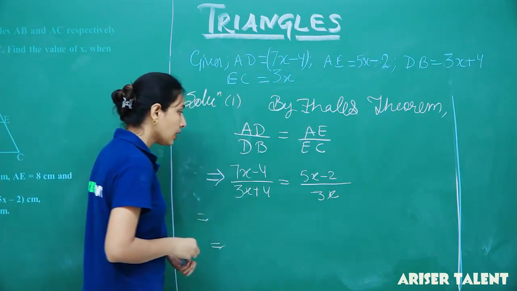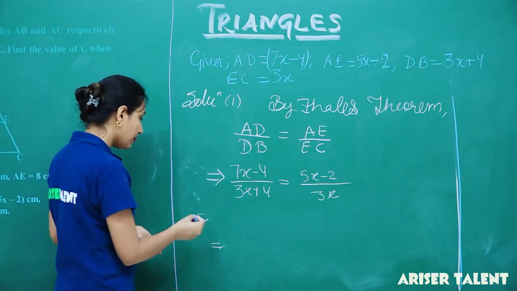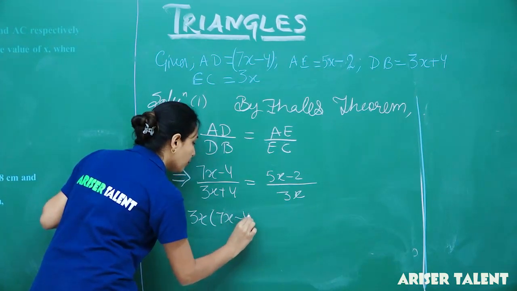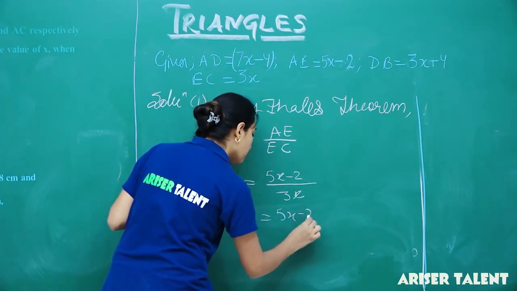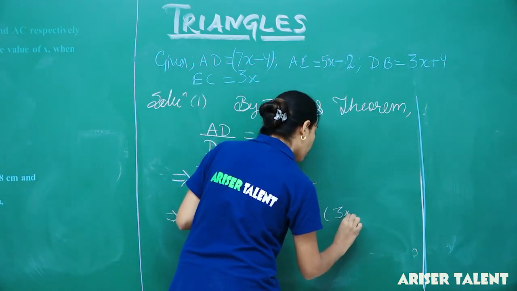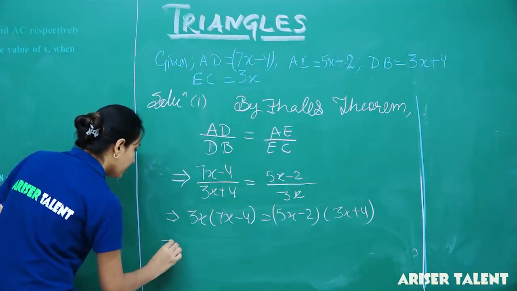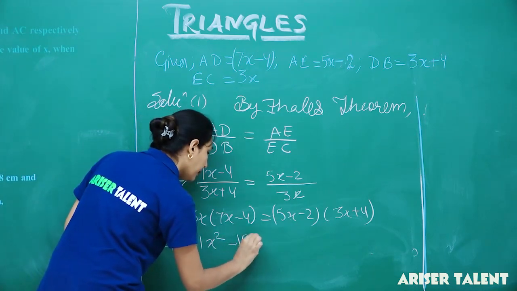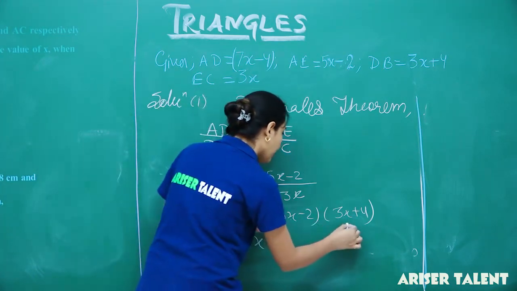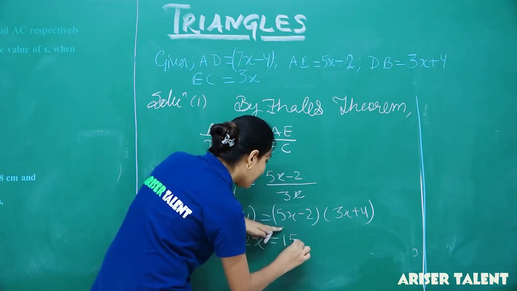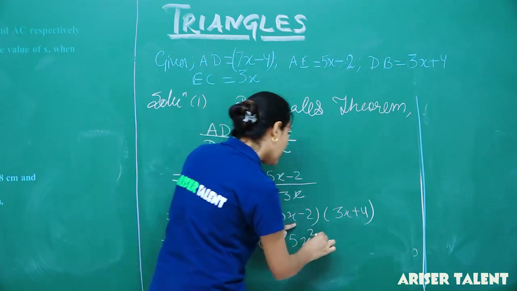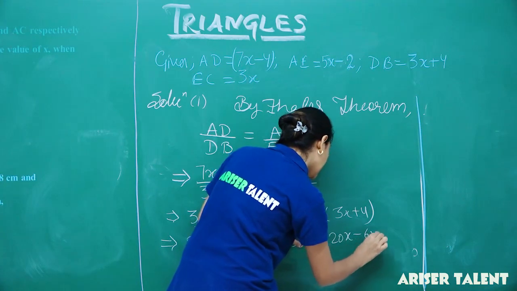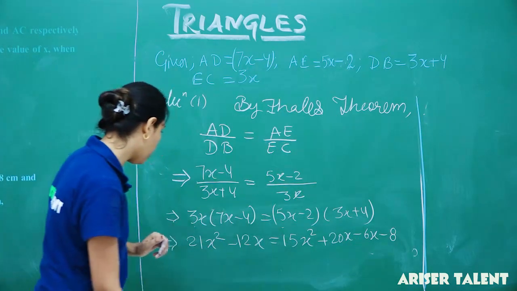Okay. Now next is what? Just cross multiply it. So it will give you 3x multiplied by 7x minus 4 and it will give you 5x minus 2 multiplied by 3x plus 4. Now multiply this, that will give you 21 of x square minus of 12x, and that will give you 5x multiplied by 3x plus 4. So it will give you 15x square, then plus of 20x, then minus of 6x, and then minus of 8. Okay students.